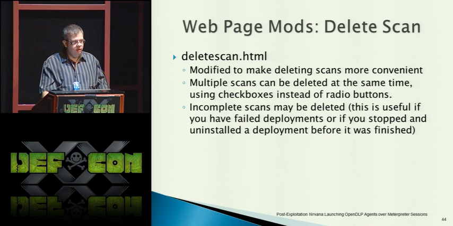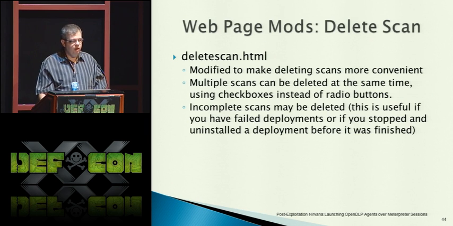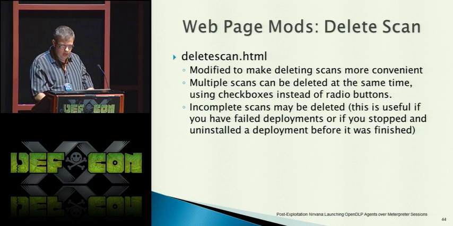So I modified the delete scan page so that I can select multiple scans to delete at once. And I can also delete scans that haven't completed yet. This is useful if you put in invalid credentials for the Apache credentials to connect back to OpenDLP, and it just sits there and continues to run, and it's an orphan scan. Now you can delete it.